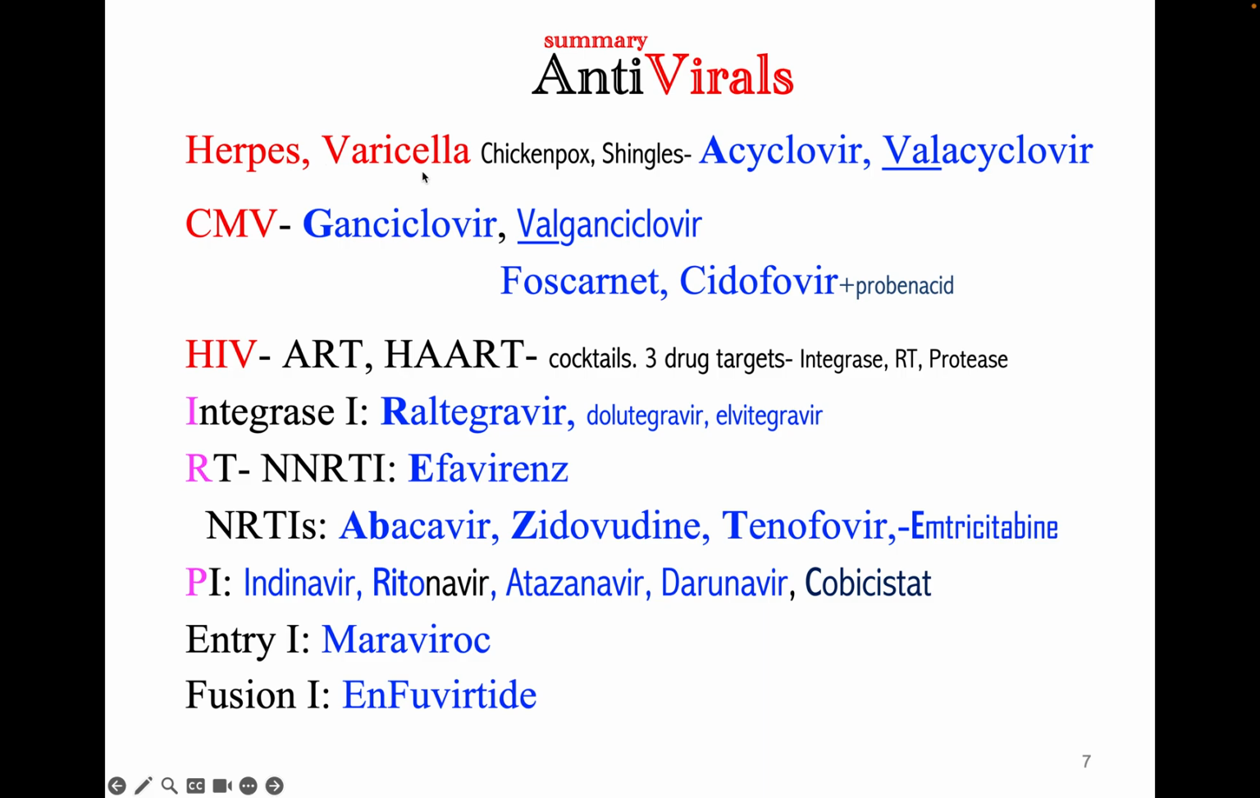Herpes and varicella can be treated with Acyclovir or Valacyclovir. Commonly you are going to prescribe Valacyclovir, an oral drug. Acyclovir is oral and topical, and IV is available. Especially when a patient comes with very life-threatening chickenpox, you can give IV Acyclovir.